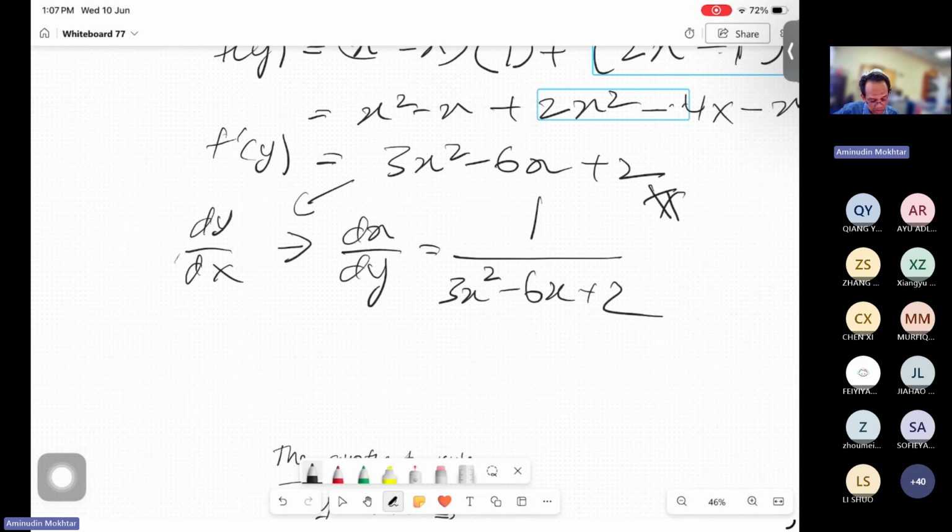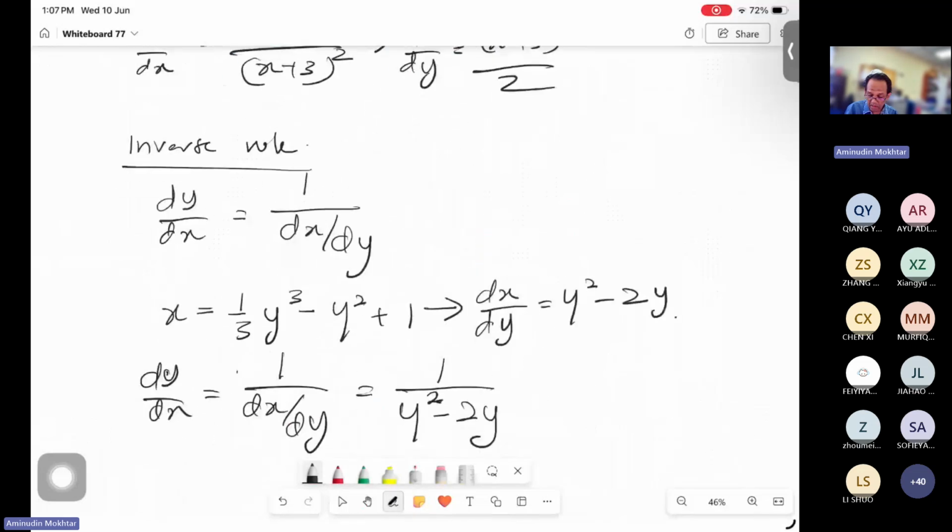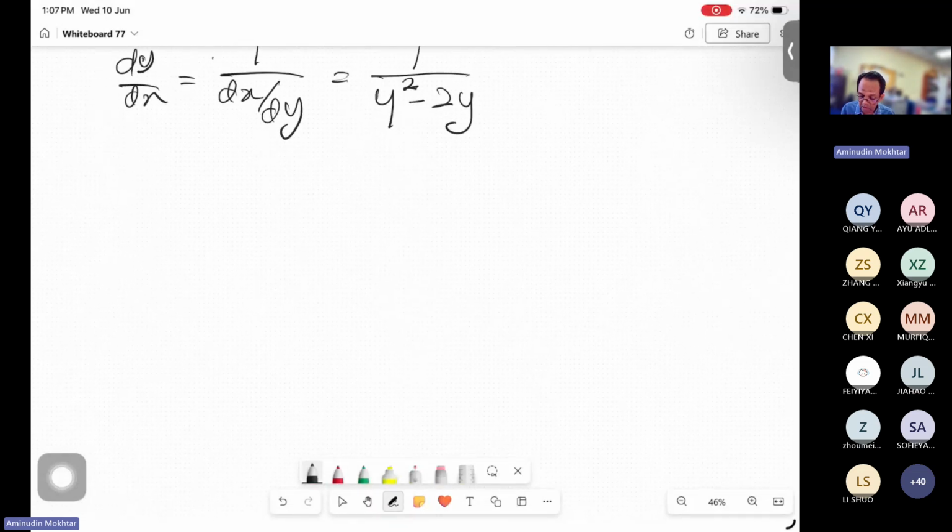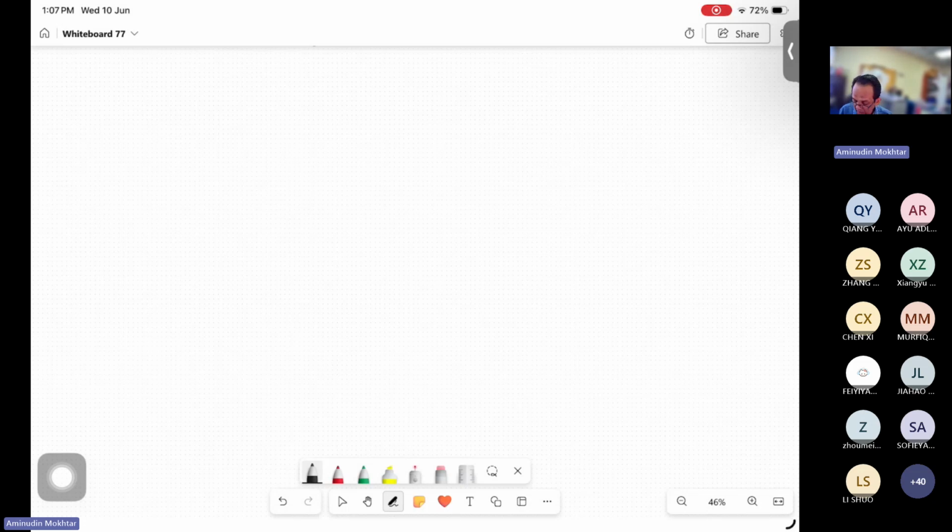1 over 2 dx. Okay, that's correct. Okay, that's the inverse. Okay, the last one, the last rule of the differentiation. You need to know everything about this rule. Okay, the last one we call it the chain rule, kaedah berantai. The chain rule.